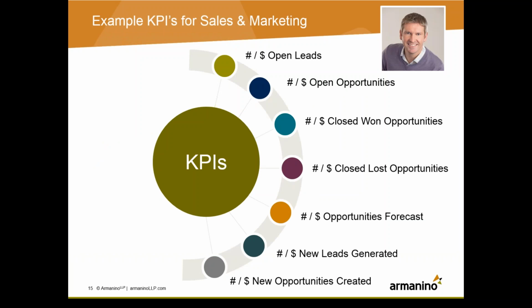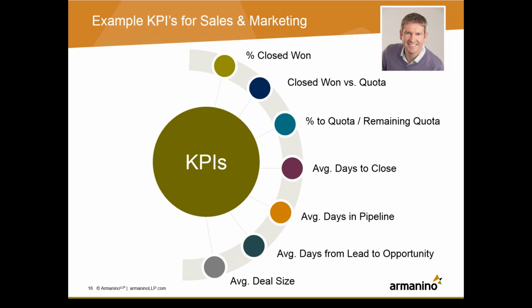So on a similar note, some of the common KPIs, if you like, that we are looking at here: open leads, open opportunities, closed won opportunities, closed lost opportunities, forecast, new leads generated, and new opportunities created. And you can see that we're looking at these both from a number, a count, if you like, but also a dollar amount. And a few other ones that we're looking at as a result of some of those.